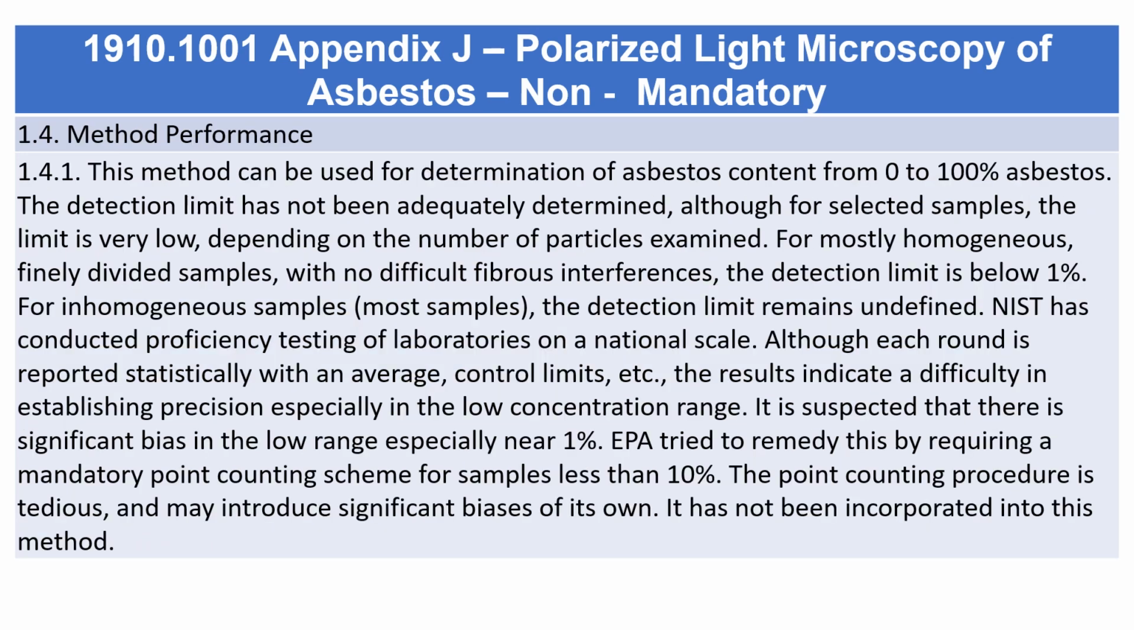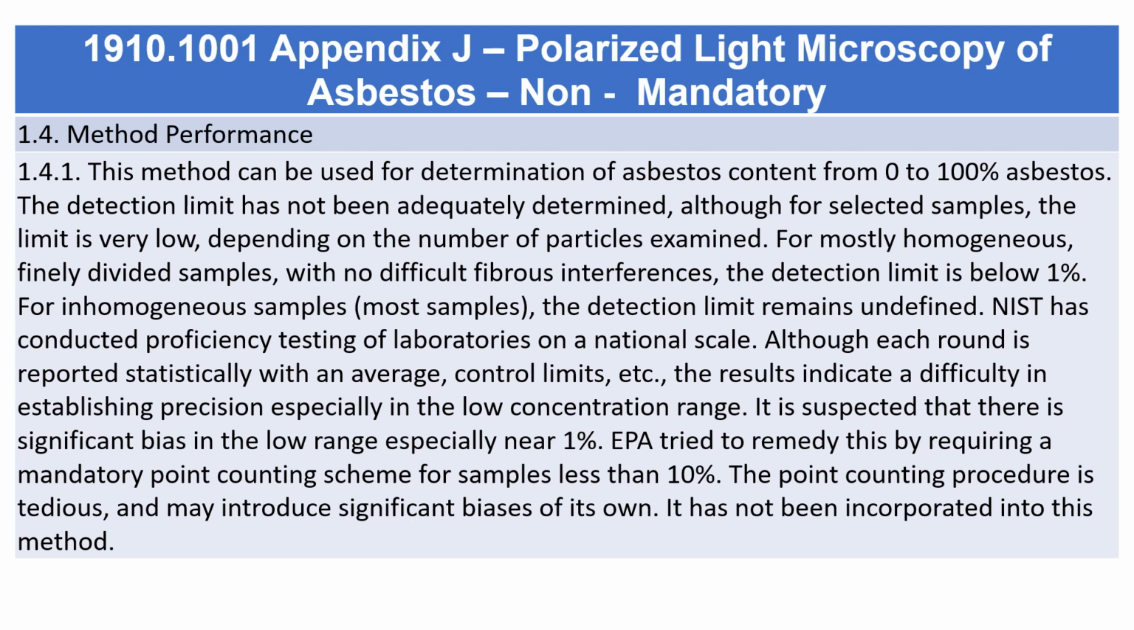1.4 Method performance. 1.4.1 This method can be used for determination of asbestos content from 0 to 100% asbestos. The detection limit has not been adequately determined, although for selected samples, the limit is very low, depending on the number of particles examined. For mostly homogeneous, finely divided samples, with no difficult fibrous interferences, the detection limit is below 1%. For inhomogeneous samples, most samples, the detection limit remains undefined.